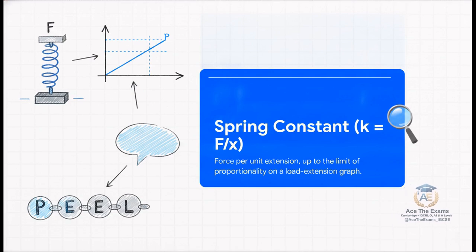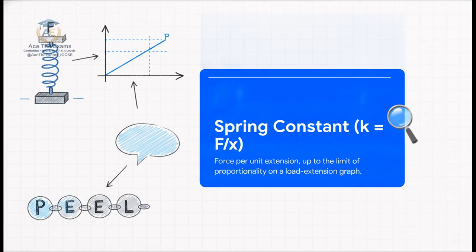But here is the crucial, absolute deal-breaker caveat that Alex always misses, and it costs them a whole grade boundary. This formula holds true only until we hit the limit of proportionality on a load extension graph. If you just write down k equals F over x in an exam without explicitly acknowledging that this beautiful, neat, linear relationship completely breaks down once the spring is stretched beyond its elastic limit, you are quite literally leaving method marks on the table.